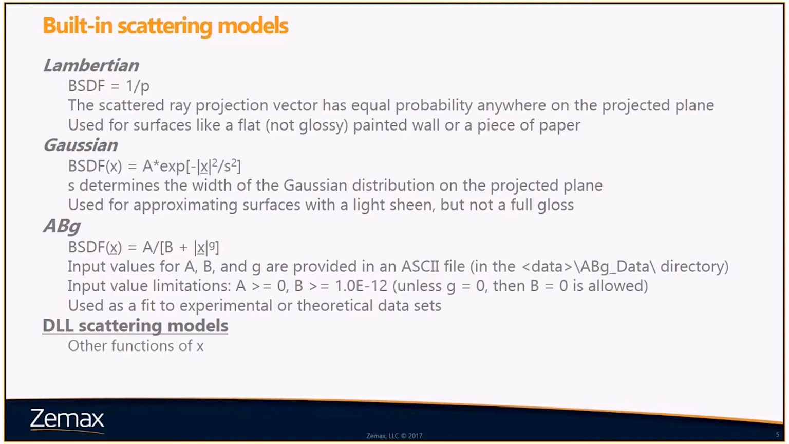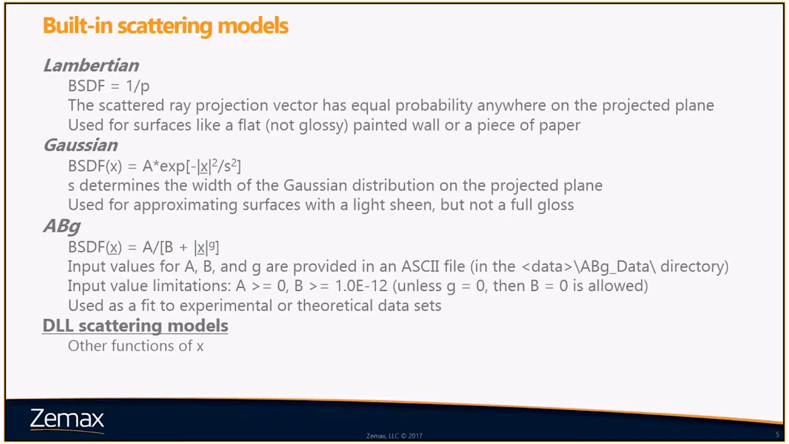Some of the built-in scatter models include a Lambertian scatter model, which means that the scattered ray has an equal probability of going in any scattered direction. So Lambertian is commonly used for modeling surfaces like a flat painted wall or a piece of paper, something that has very little sheen, and it seems to spread light pretty evenly. There's no glossy spots. There's no discernible pattern to the material.